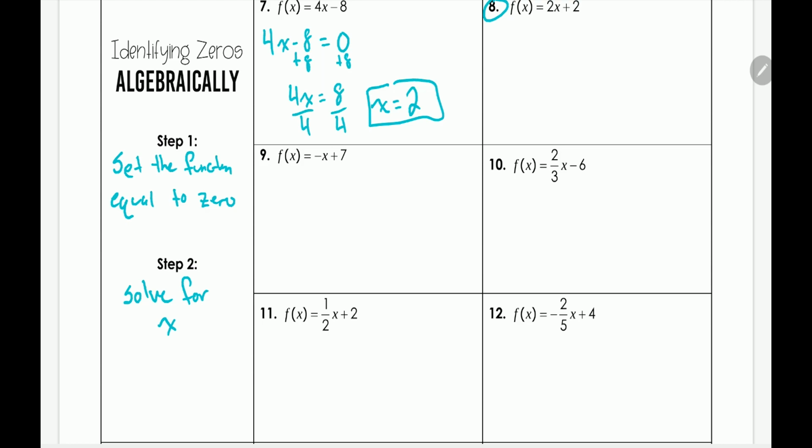Let's move on to number 9. So we have f of x is equal to negative x plus 7. We have to do the first step, so we're going to take the function negative x plus 7, set it equal to 0, and start solving. So with this one, we're going to subtract 7 from both sides. We have negative x is equal to negative 7. We have to divide by negative 1. And we have x is equal to positive 7 as our 0. That's our answer for number 9. Number 10, I want you to try by yourself.